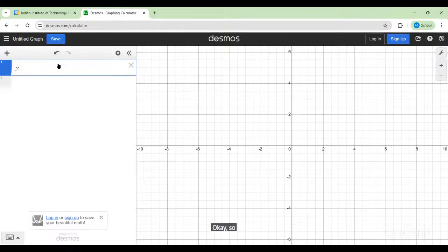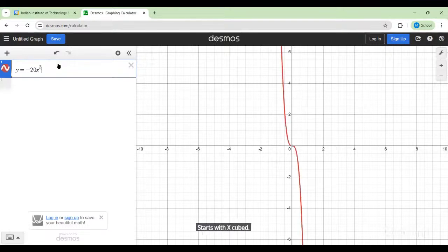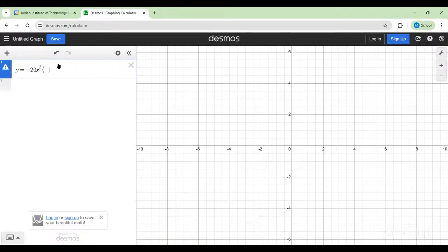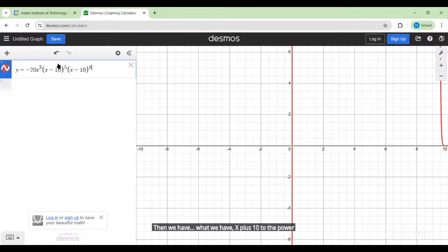Okay, so this is the Desmos calculator. I'll just insert our polynomial here. It starts with x cubed, then we have (x minus 1) to the power of 5, right? Then we have (x plus 1) to the power of 6, no? So this is 6, x plus 1. I hope my screen is visible, right?